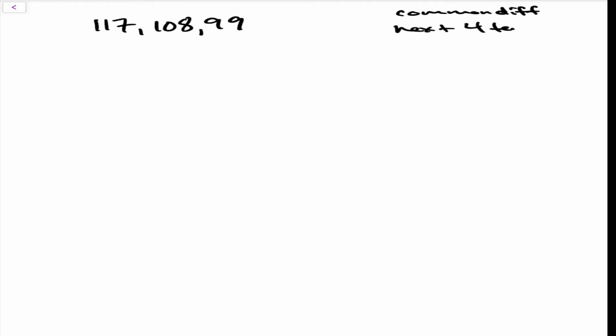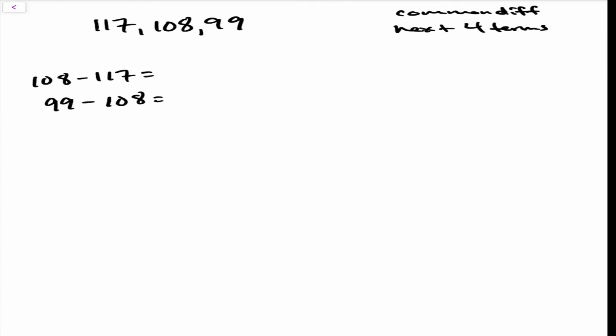So then, working out number 3 now, I'm being given 117, 108, and then 99. That is my sequence, or my series here. And I want to find the common difference, just like before, and then also my next 4 terms. So I'll do 108 minus 117, 99 minus 108. And then what is the difference between those 2 terms?